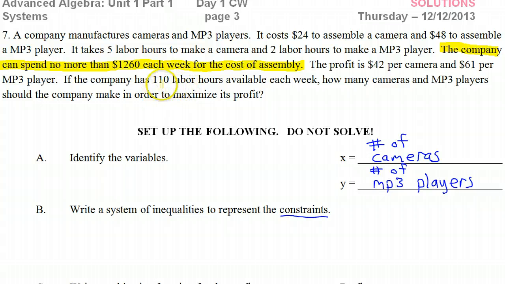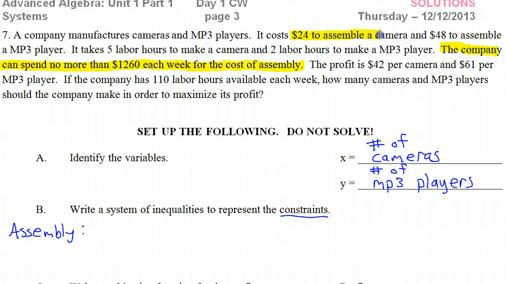Alright, that sentence represents a limitation. We've got a maximum of assembly money. So we have an assembly constraint. So I will label it assembly. Since this is an assembly constraint, I will scan through the problem looking for where it tells me the cost of assembly for each item. It's going to say so much assembly for cameras and so much assembly for MP3 players. So let's check it out.